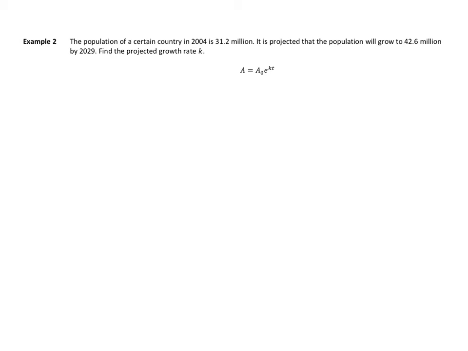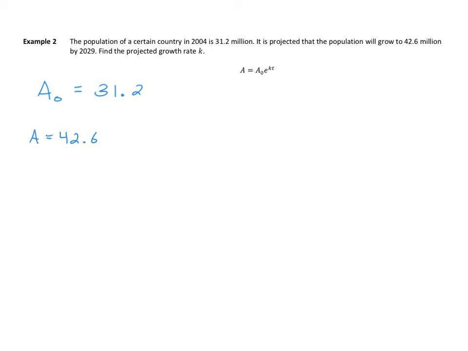Well, let's try to label things in the original equation. First of all, here we have 31.2 million at the start. This is the value of a sub 0. A sub 0 represents our initial amount. I'm going to put it as 31.2, and here we're talking about millions. We also are given this number, 42.6 million. Now, what would this represent?